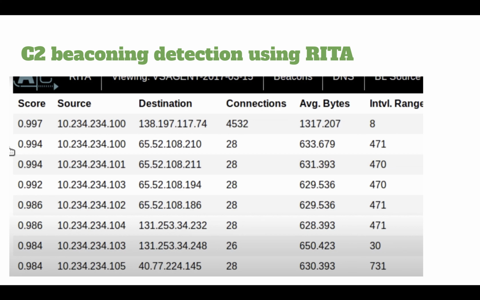Now, if you look closely on the top line, under the connections tab, it says 4,532, and the rest are very low, right? You can also do some analysis on what kind of IP it is, what kind of domain name it is, and come to a conclusion whether it is a C2 beaconing detection or not, right?